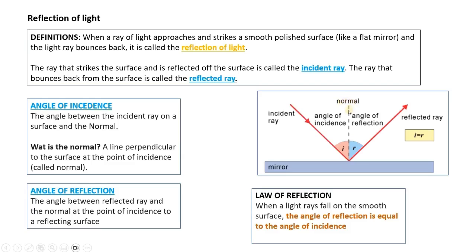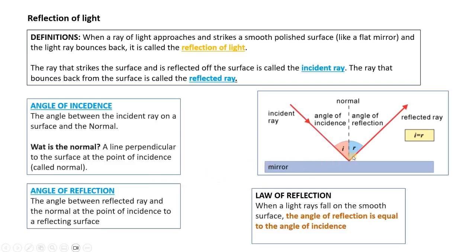Now what is the normal? The normal is just an imaginary line. We can draw it in the form of a broken line and it sits perpendicular on the surface of the mirror, and it starts there at the point of incidence, or where the incident ray strikes the surface. From there you draw a perpendicular line, and the angle of incidence is this angle that forms in between the normal and the incident ray.